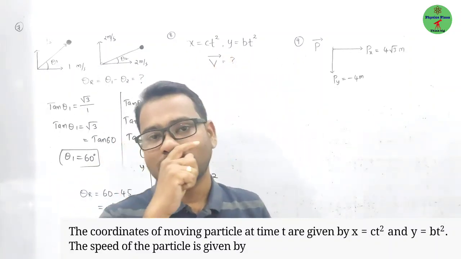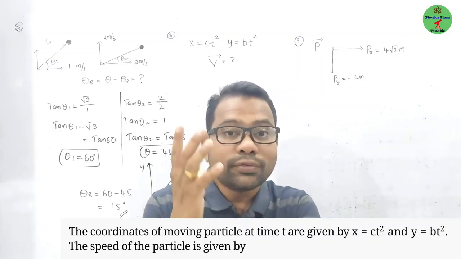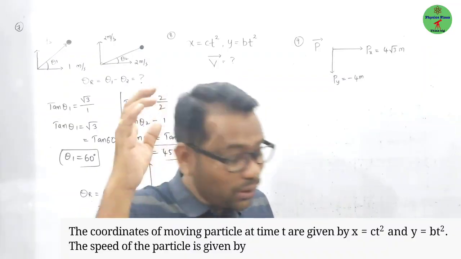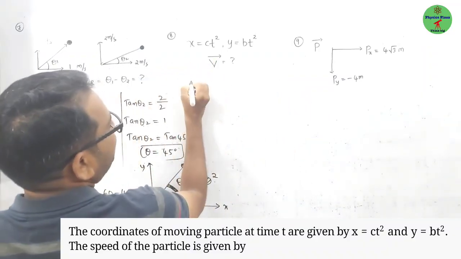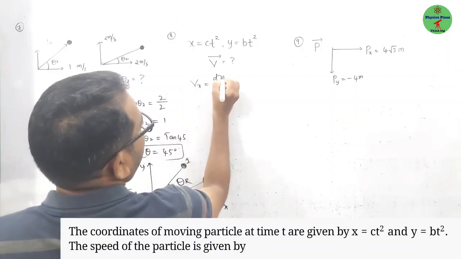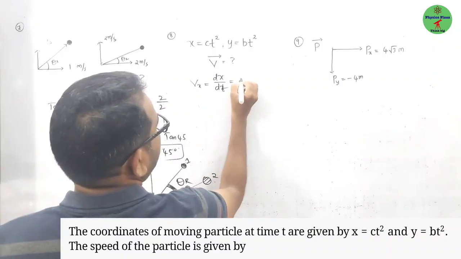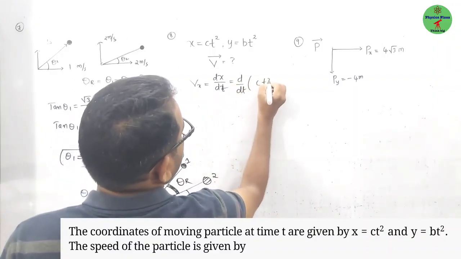But how can we get the velocity, children? Yes, it is a concept of kinematics. The rate of change of displacement gives you the velocity. Now I want to calculate the horizontal component. For this, let us take dx by dt, in terms of t, right? So d by dt of ct square.